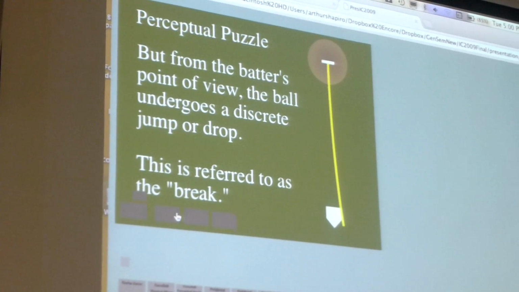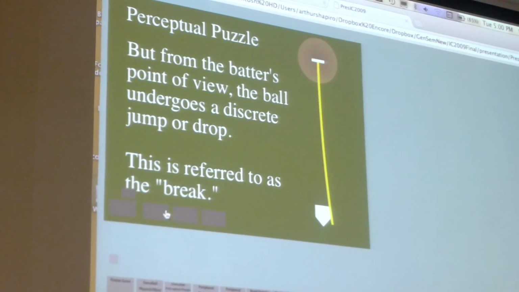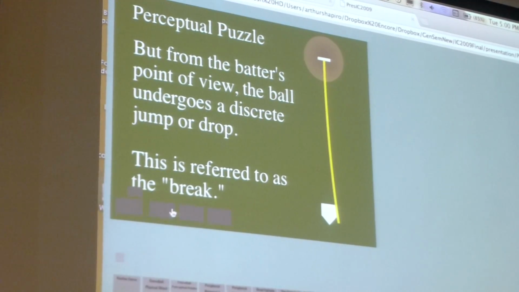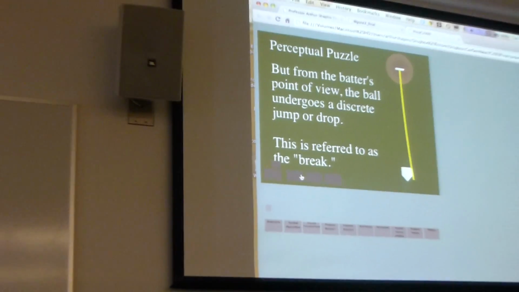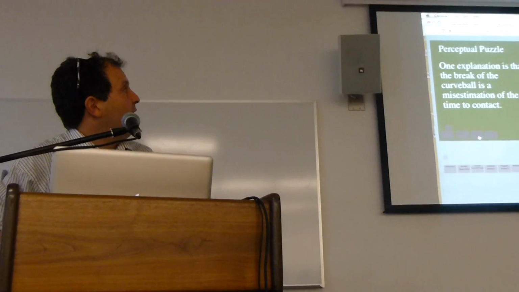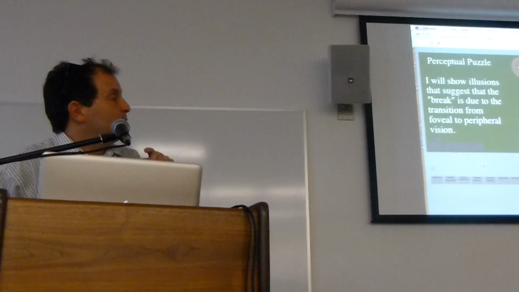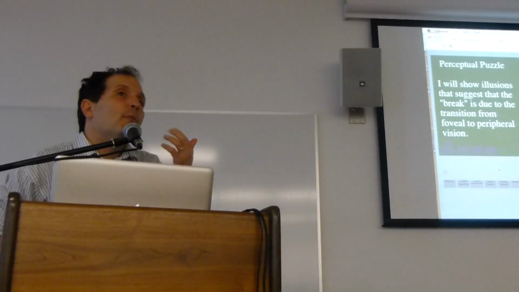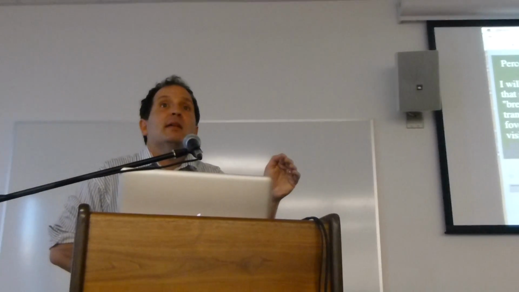But in point of fact, when you're a batter at the plate, the ball goes through all these different motions, and it's much more accentuated than you normally would see. And so we refer to that as the break of the curveball, how it's so strong. And there are explanations out there, but I'm going to show you the explanation which says that part of the reason why the curveball seems to bend so much has to do with the difference between our central vision and our peripheral vision.